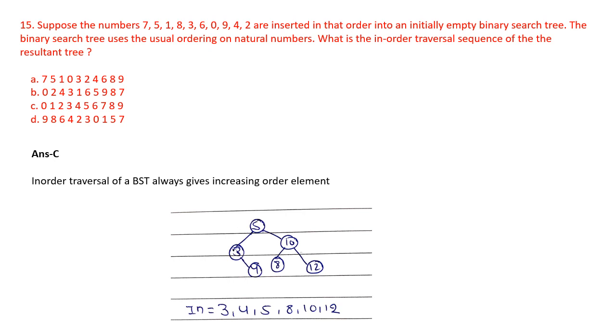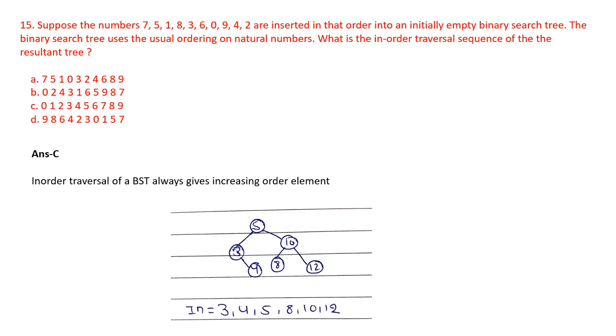We know one property of a BST: the in-order sequence of a BST always gives the increasing order sequence. So we can directly look in the options for the increasing order sequence. A we can discard, because after 5 we are getting 1. B we can discard because after 3 we are getting 1. C is 0 1 2 3 4 5 6 7 8 9, so C is the answer. D is 9 8 6 4, so we can discard D too, as it is decreasing. So C will be the answer.